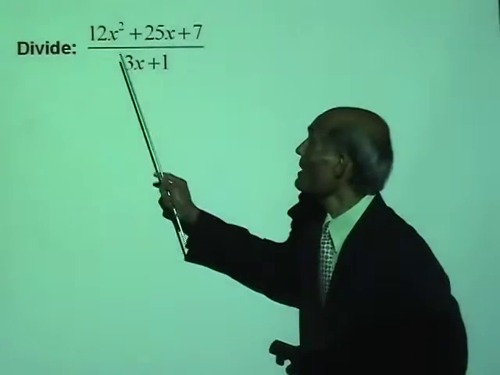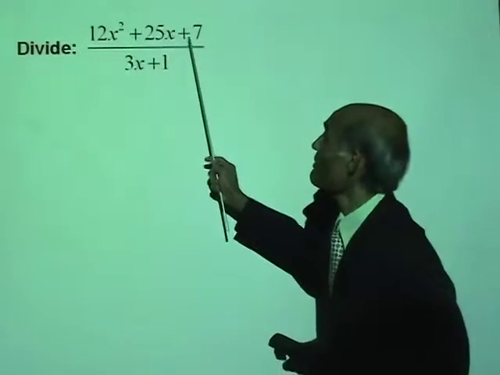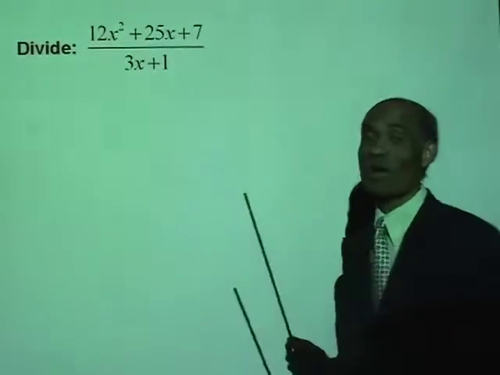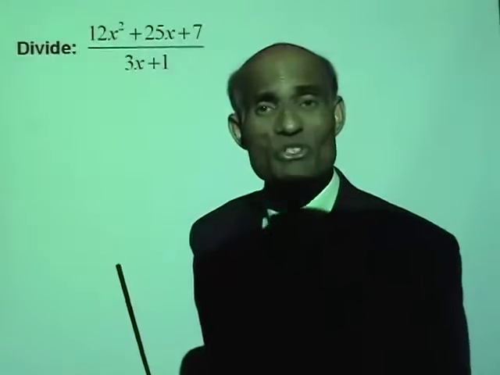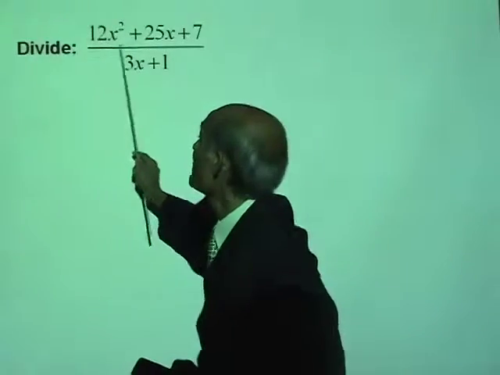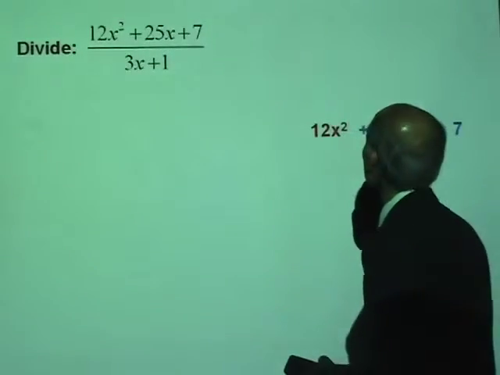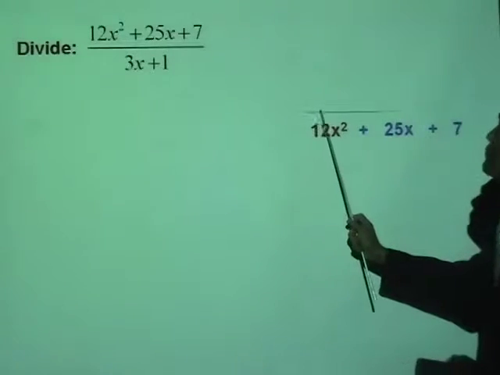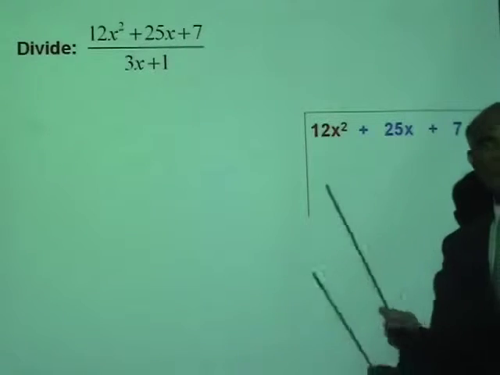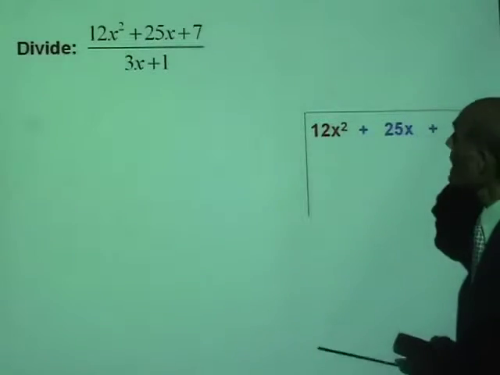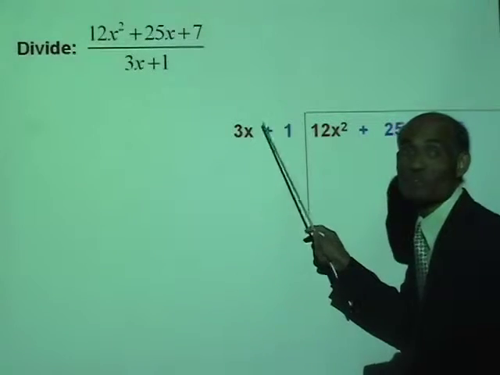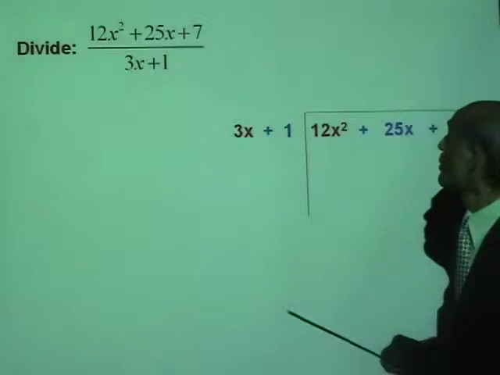Divide 12x squared plus 25x plus 7 all over 3x plus 1. Now, how do we start this process? First, we write the dividend like this, and then put a horizontal line on top and a vertical line to the left. That is the starting point. Okay. Then write the divisor here. What is our number? 3x plus 1.